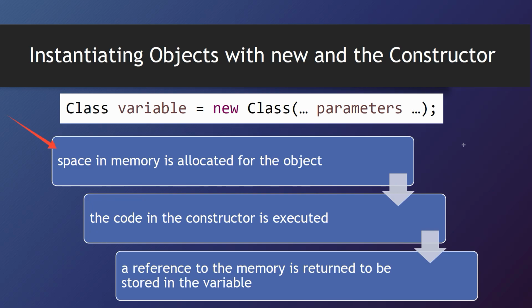Next, the code inside your constructor is executed. This code should initialize your instance data variables, as we just saw. And finally, a reference to that memory space is returned so that it can be stored in your newly declared and initialized variable.